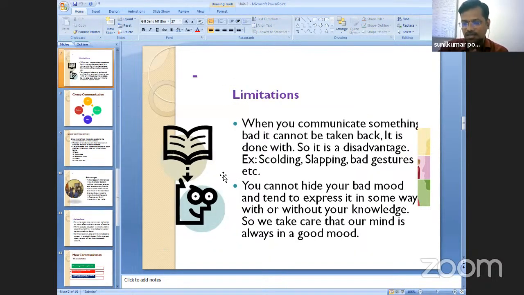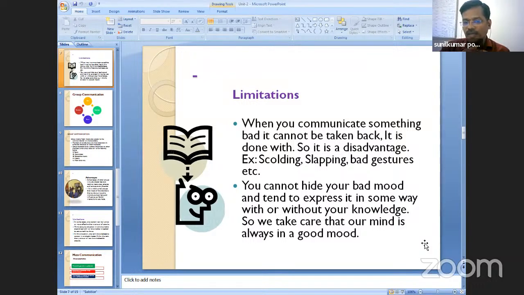Next, limitations. Already we have known the limitations of intrapersonal communication. Here also there are some limitations for interpersonal communication. The main limitation is that when you communicate something bad, it cannot be taken back. If two people scold each other, it cannot be taken back. Once a message is delivered into the air, it cannot be taken back. But if a mistake appears in the newspaper, the next day there is a corrigendum saying that a mistake appeared in yesterday's newspaper, and giving the correct word, name or point.